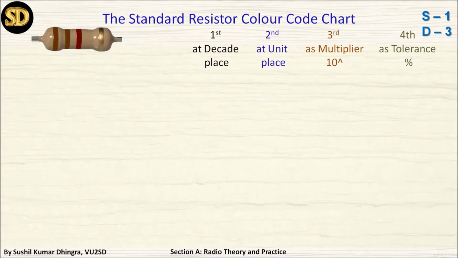Now understand how to read out the resistance color code on a resistor. If you watch carefully, on the left side I have shown a small sample resistor. The first ring is at the decade place, meaning it is a multiple of 10. The second ring is at the unit place, meaning it is a single unit. And the third ring is a multiplier, 10 raised to the power of the color. Whatever color value comes, that is the power of 10.